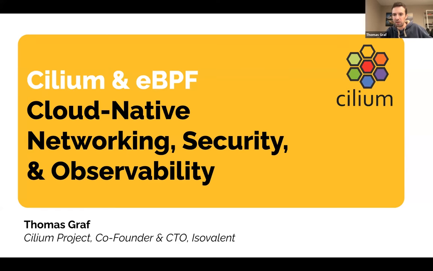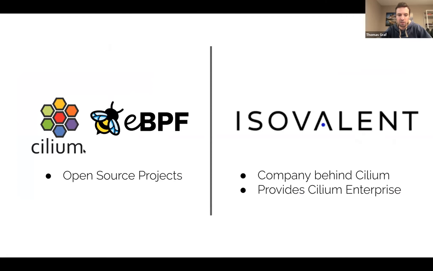I have only a very minimal number of slides here, but I think it will help a little bit. My name is Thomas. I'm a co-founder of Isovalent and also one of the creators of Cilium. Cilium is essentially the overall project, and Hubble, the observability layer of Cilium, is what we're talking about today. Cilium itself is a CNCF project at incubation level. Cilium and eBPF are open source projects. I'm also a creator and founder of Isovalent, the company behind Cilium and Hubble.